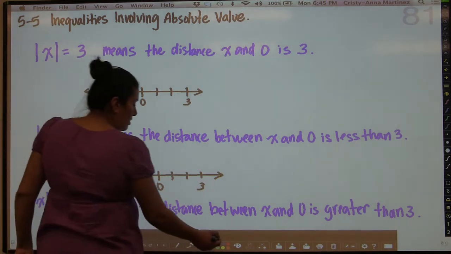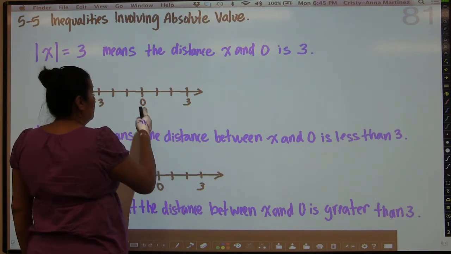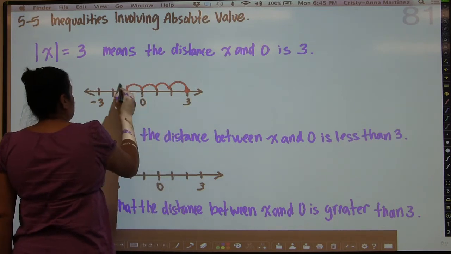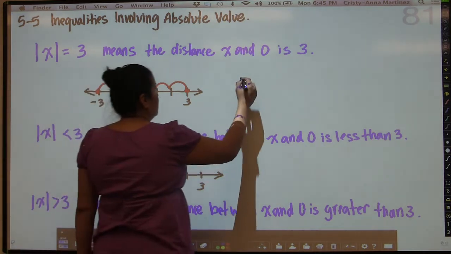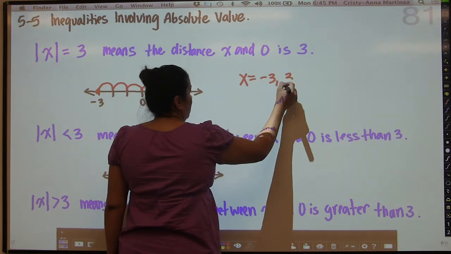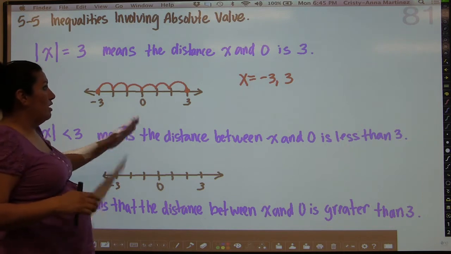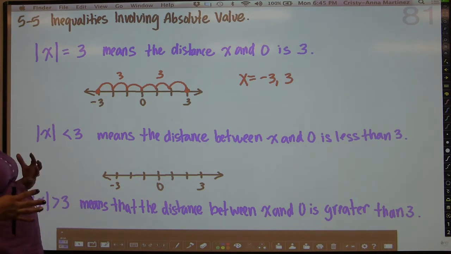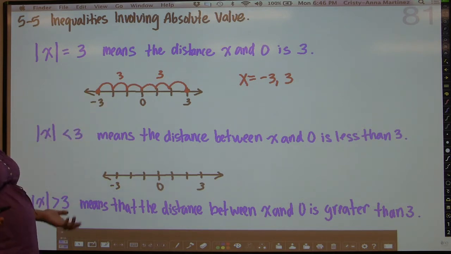So we know that there are actually two numbers that are a distance of 3 from 0. We have 1, 2, 3, so if you're at 3, or if you're at negative 3 on the number line, then either of those numbers works, so the solutions for this equation will be x equals negative 3 and positive 3, because there are two numbers that have a distance from 0 of 3 units. Because distance is not negative, that's why we use the absolute value bars, because even though this is negative 3, how far is it from 0? 3 units.